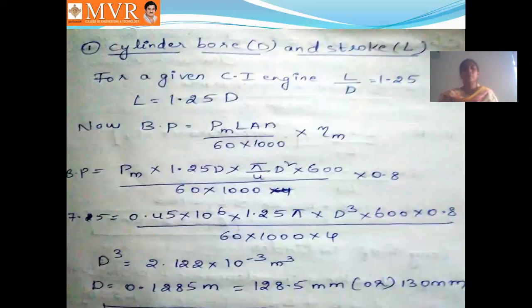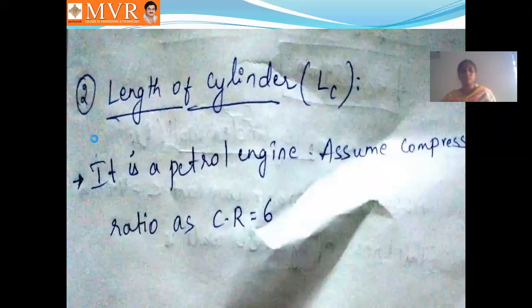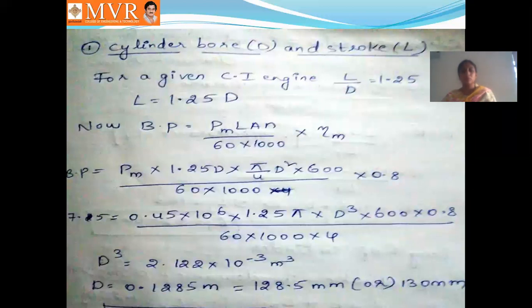First, what should we find out? We should find out the cylinder bore diameter and stroke. For the given CI engine, L by D is equal to 1.25, so L is equal to 1.25 into D. As we know, the formula is BP is equal to P_m L A n by 60 into 1000.